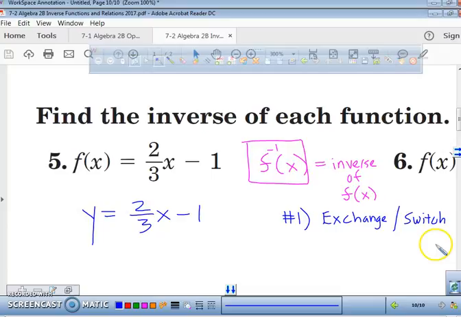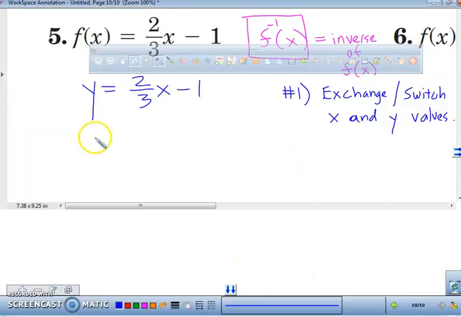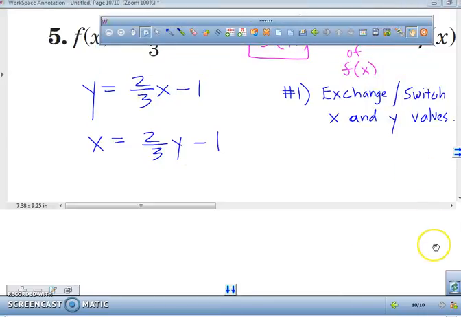But that makes me think of something when I was a kid and I did something wrong and mom said, go pick up a switch. So exchange or switch your x and y values or variables. So right here, instead of y equals 2/3 x minus 1, I'm going to write x equals 2/3 y minus 1. What did I do? I simply switched places with the x and the y. You guys remember doing that with the ordered pairs? You switch the x and the y in the ordered pair. We're doing the same thing with the variables here. We're switching x and y.